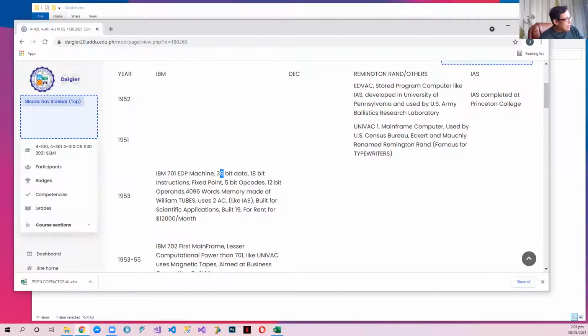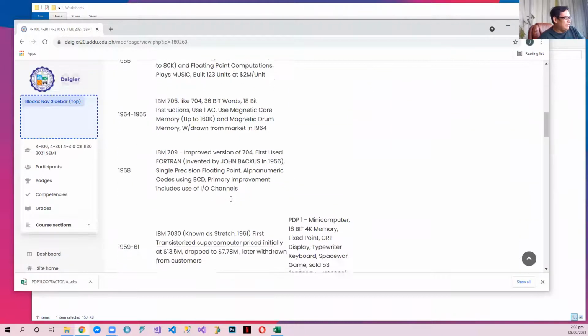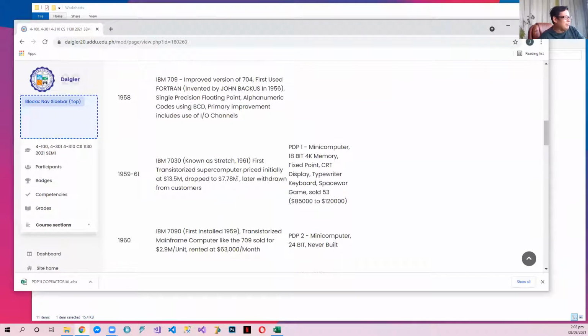During those times, this made IBM rich. Why? Because they built 19 of this. Many of them went to Harvard, and they had it for rent for $12,000 a month. Do you follow? Now, IBM dominated the market during the 1950s, but in late 1959, DEC came about.